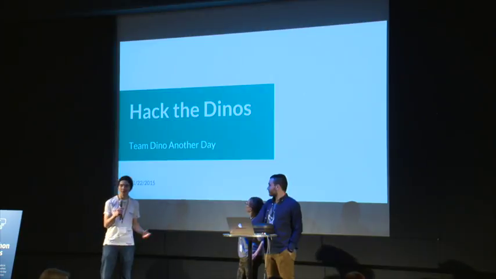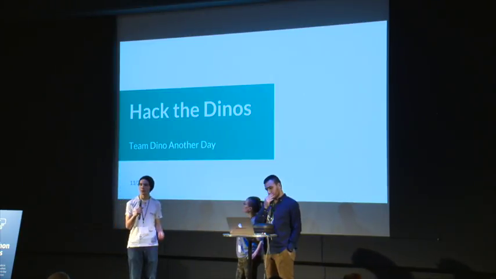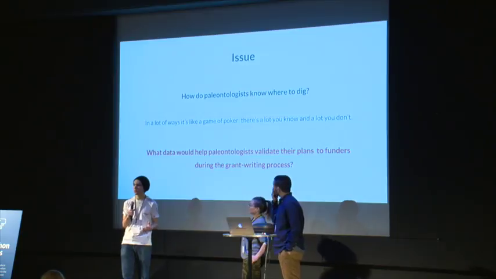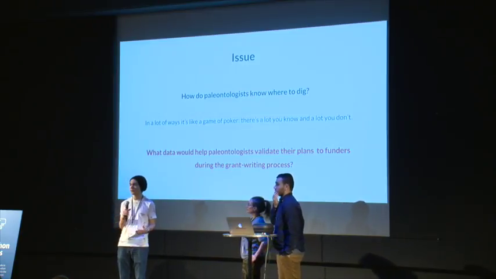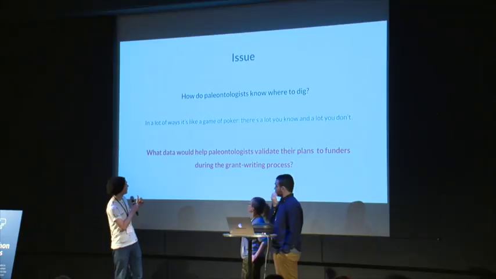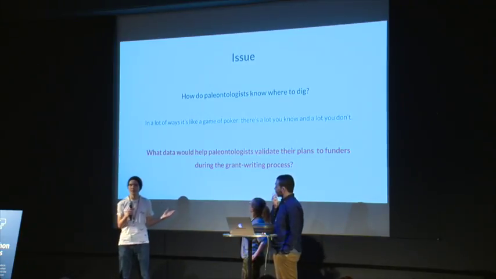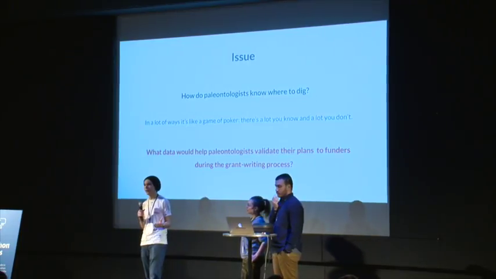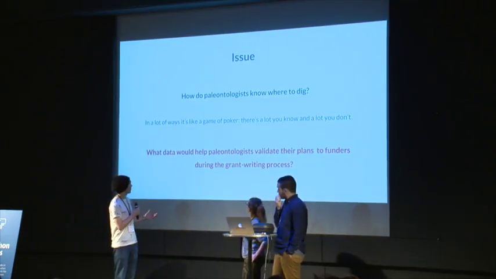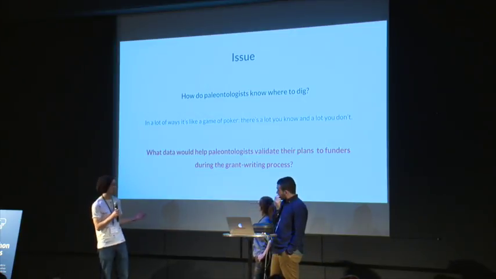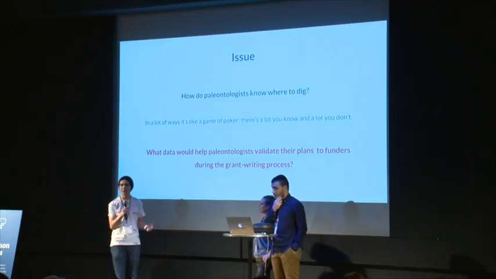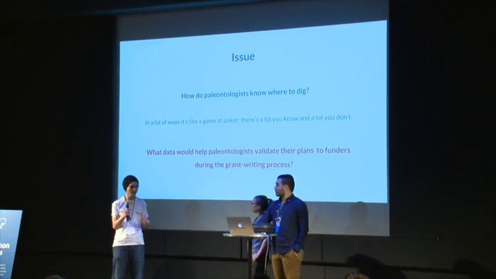So as was said, we were pursuing the data visualization category. And it was a very open-ended data set, so we really had full reign to decide what we were going to use with this data and how we were going to represent it. So what better issue to tackle than this question of how do paleontologists decide where to dig? It's sort of like a poker game in that there are a lot of things that you know and a lot of things that you don't. So it's really important to figure out what data would help paleontologists validate their plans when they're pitching them to receive grants that would enable them to go to these sites in the first place.